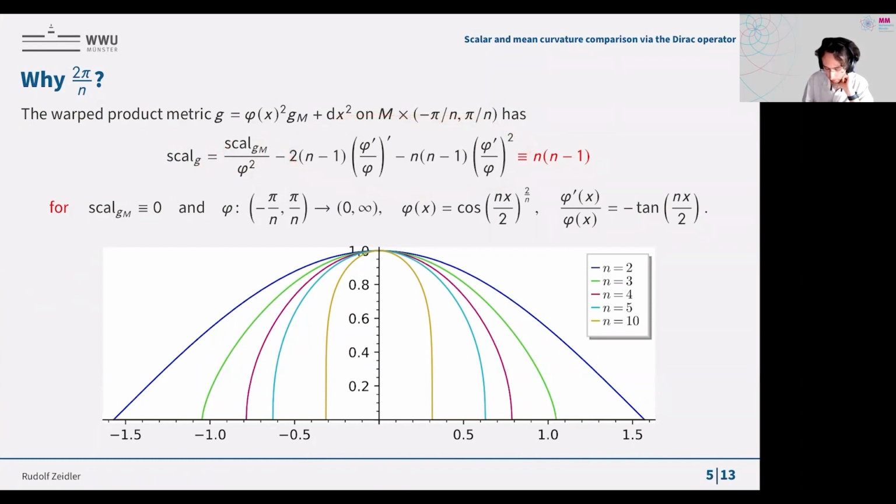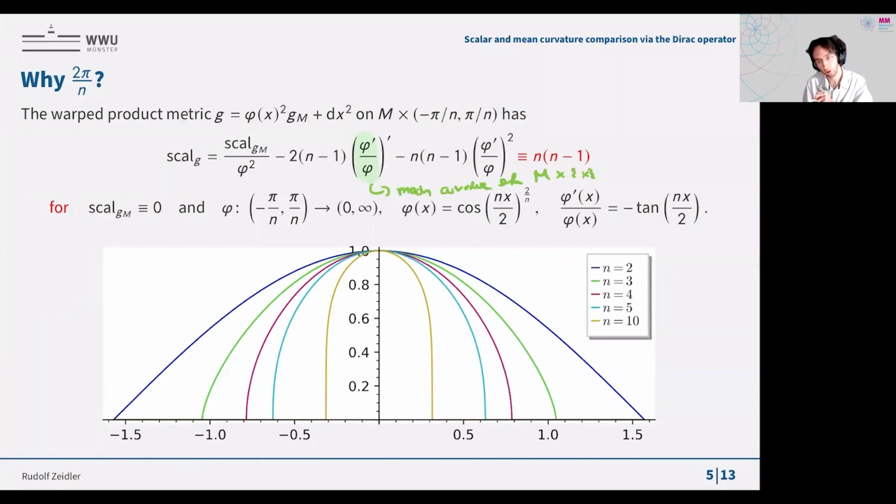And these additional terms, if you write them in terms of this function here, depend on a differential expression in terms of the logarithmic derivative of this warping function phi. But this has a geometric meaning. In fact, this logarithmic derivative here is the mean curvature of this cross section, let's say at the point x. So in a sense, you can express the scalar curvature on this warped product in terms of the scalar curvature on the cross section and the mean curvature that you prescribe using this warping function.